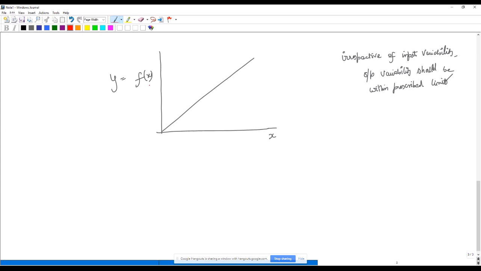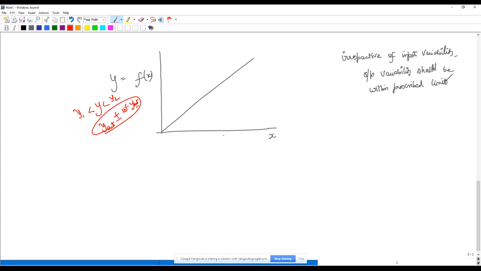What is our output here? Y equals f of x. So I'm just saying y should be between y1 and y2, or Y output can have only a plus or minus 10% of Y output. This is what the variability means.